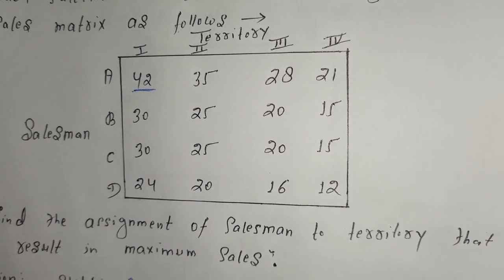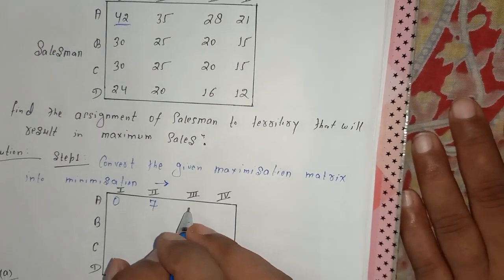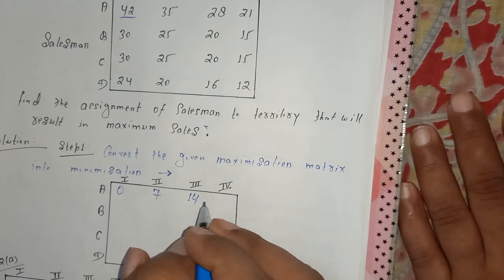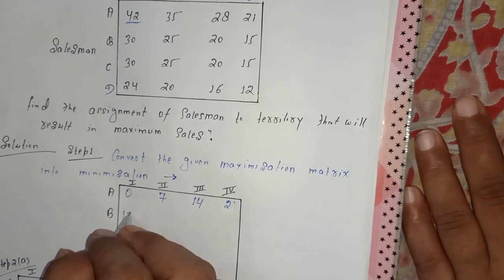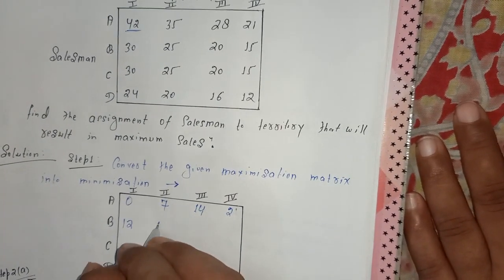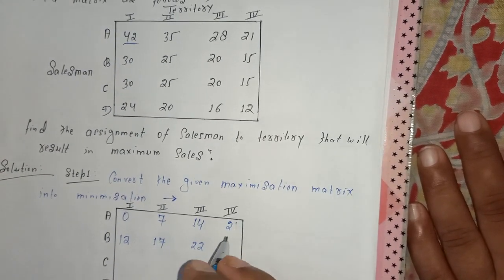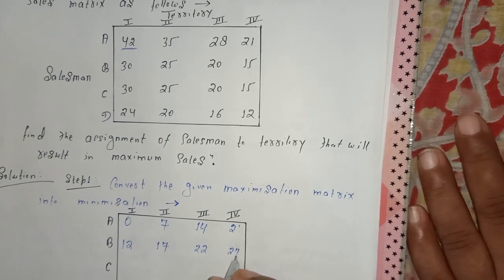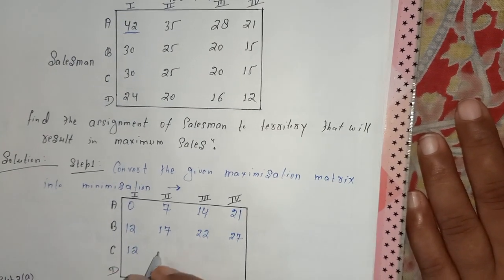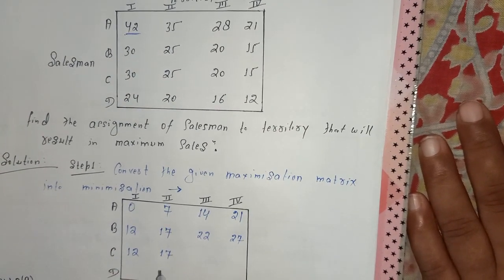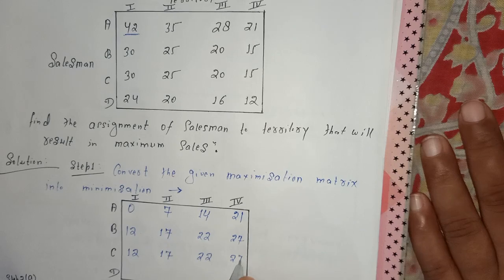42 minus 42, 0. 42 minus 35, 7. 42 minus 28, 14. 42 minus 21, that is 21. 42 minus 30, 12. 42 minus 25, 17. 42 minus 20, 22. 42 minus 15, 27. 42 minus 30, again 12. 42 minus 25, 17. 42 minus 20, 22. 42 minus 15, 27.